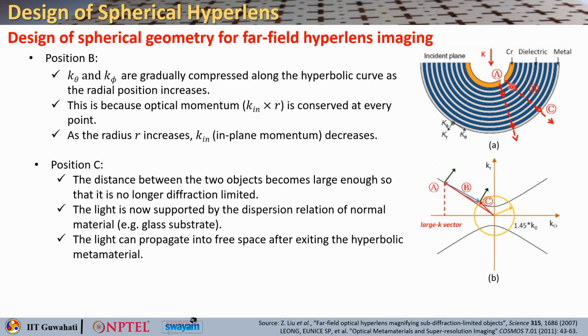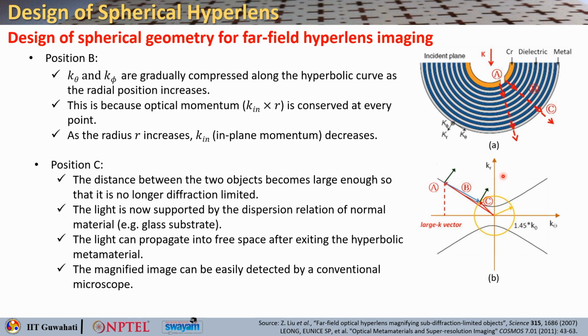You are initially in position A, then you are moving through this point, that is B, and then when you are coming out of this metamaterial and you can match the momentum of free space waves, you can couple to the free space wave and be detected directly. So, in this case the sub-wavelength information can be captured as a magnified image, which can be detected by a conventional microscope. So, with that we conclude this lecture.